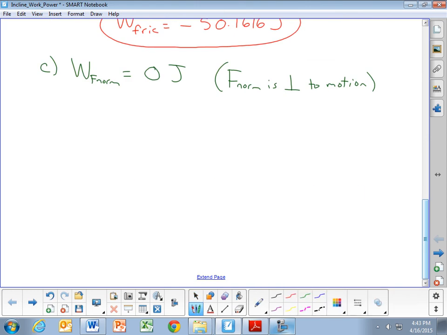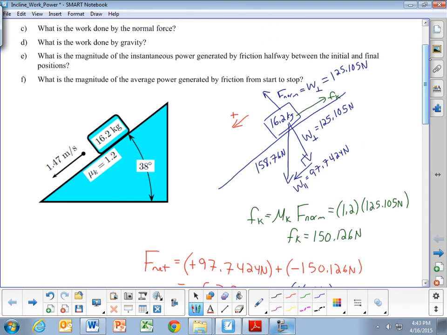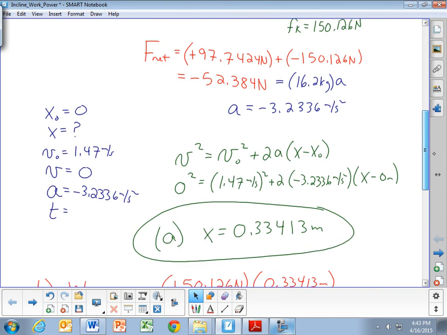Part D is asking for the work done by the force of gravity. And often when we calculate the work done by gravity, we would do the gravitational force times the vertical distance that it moves. In this case, rather than calculating the vertical distance, we know how far it moves along the ramp. That was that distance x that we found. And so we can look at this parallel component of the weight, and if we multiply it by the distance, that's going to give us the work done by the force of gravity.